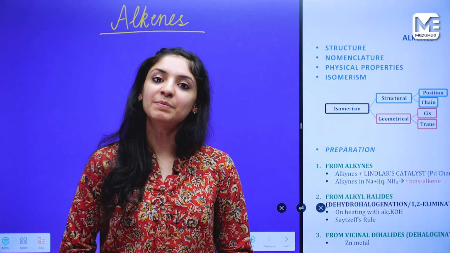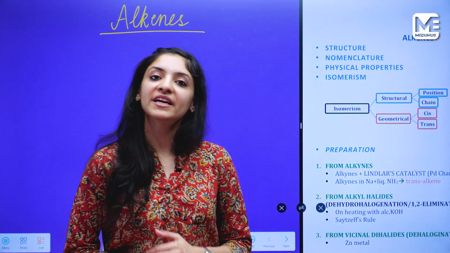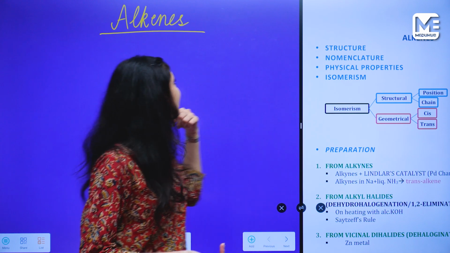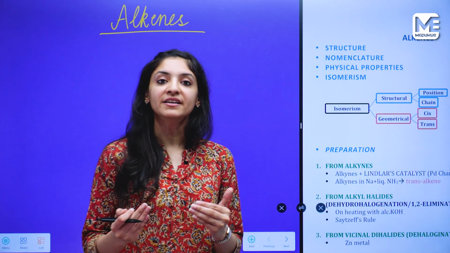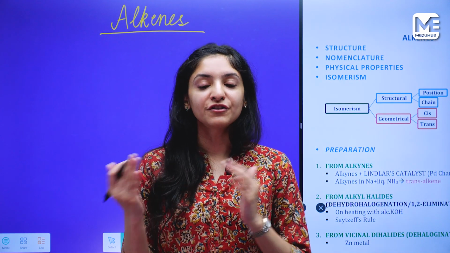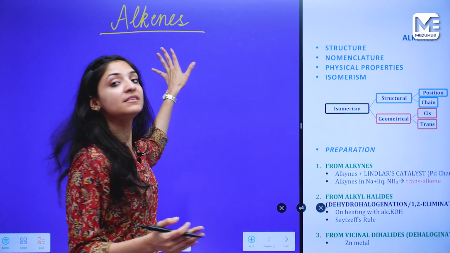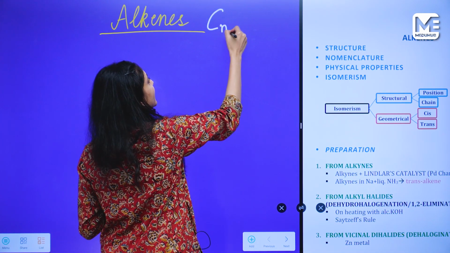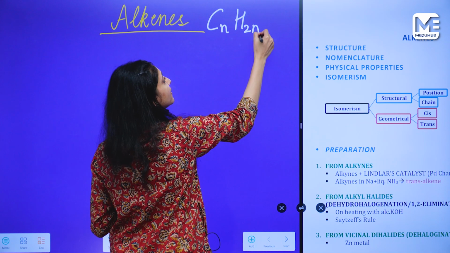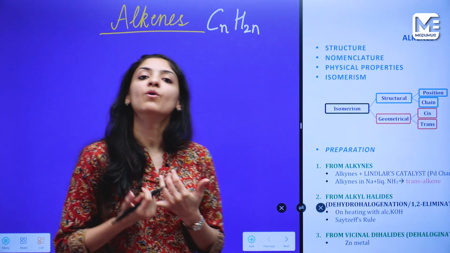I am Neha Gupta, a part of your chemistry faculty, and in today's video we are going to discuss alkenes. Alkenes are unsaturated hydrocarbons. By unsaturated, I mean that there is a presence of a double or a triple bond, and in alkenes there is a double bond. The general formula for alkenes is CnH2n. Alkenes are also known as olefins.